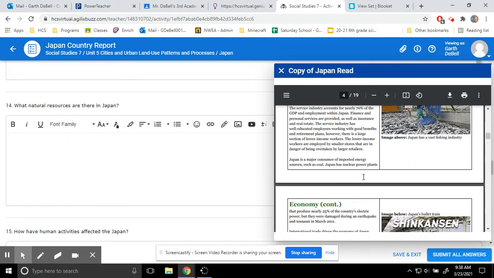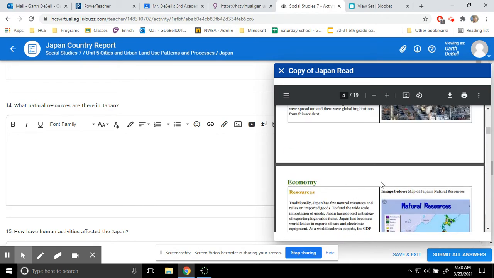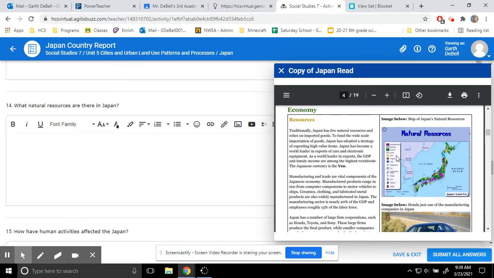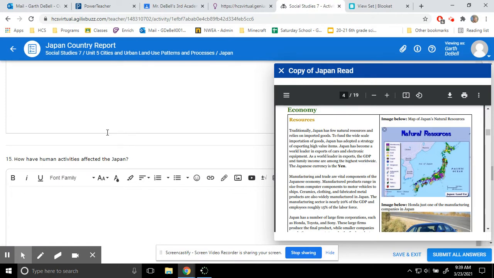Natural resources are going to be in the section called resources. So you have a map over here that tells you what natural resources are. You don't have to have all of them, right? Just give me a list of some natural resources that are found in Japan, because there's a lot over here. It looks like there's 12 or 13.